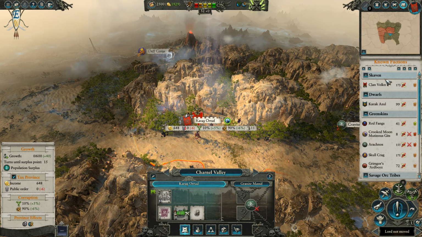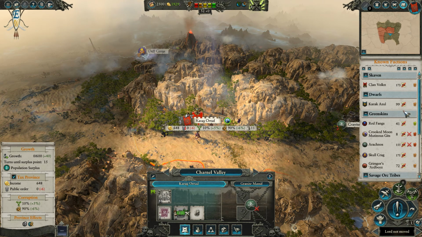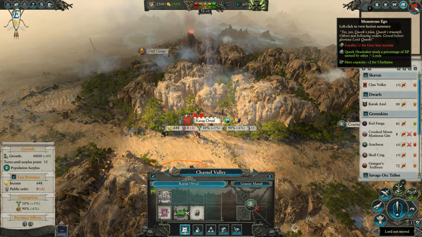Okay, so this one is known factions. This is just another, more convenient bit for diplomacy, so you can see who likes you, whether you can trade, what their strength ranking is, and whether you're at war with them. So various different things there.